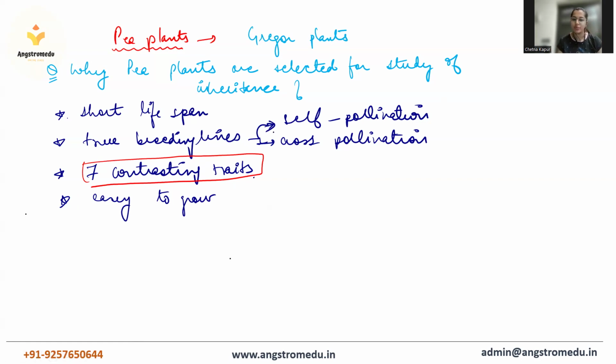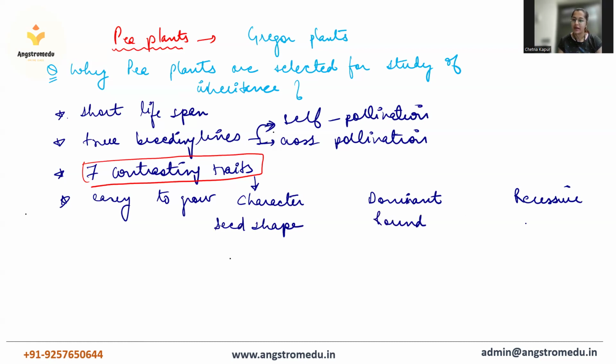The next question is what are the seven contrasting traits that were taken up by Mendel? First, we'll talk about the character taken up by Mendel, then which of these characters is dominant and which is recessive. First, the seed shape. In this, we have round seeds and wrinkled seeds. The dominant is round and the recessive is wrinkled. Let me just highlight this. This is a dominant trait and this is a recessive trait.